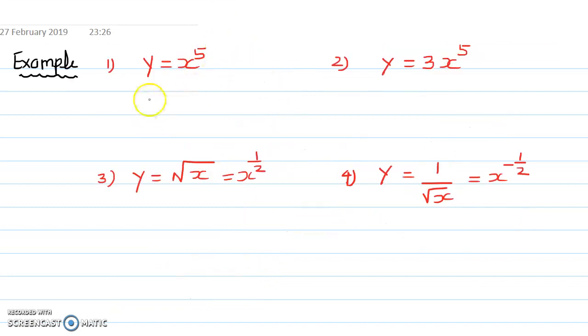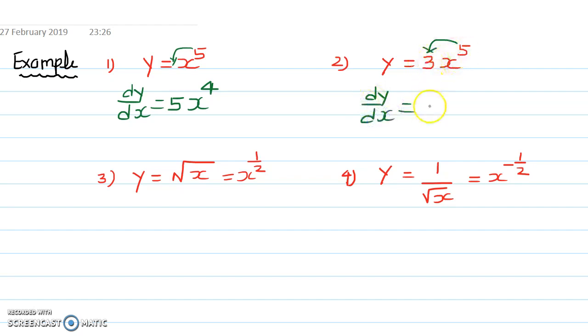So here is the question: y is equal to x to the power 5. If we differentiate with respect to x, I'm going to write dy over dx, and 5 is coming forward, and 5 take away 1, so 5x to the power 4. If we differentiate here, 5 is coming again, so let's write dy by dx. 3 is already there, 5 times 3 will be 15, and 5 take away 1 is 4, that is 15x to the power 4.